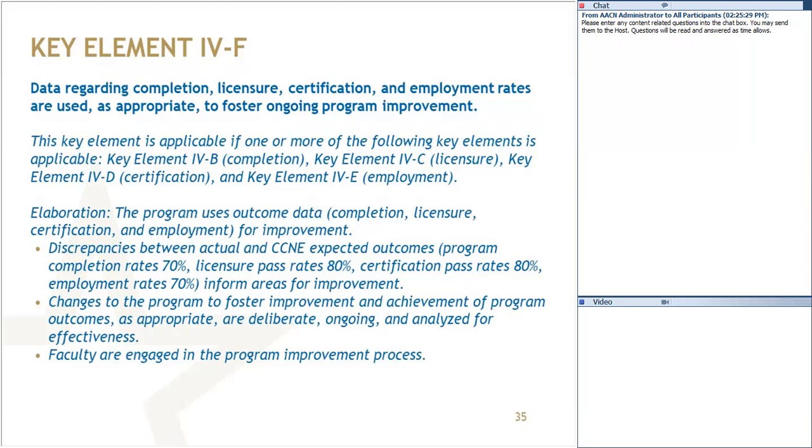So when you're discussing the use of the data for program improvement, you should address, if you look at the bullet points, the discrepancies between what your program actually found and what the CCNE expectation was, and note that completion rate is 70%, licensure 80, certification 80, employment 70%. And then you are presenting what you're doing in your program based on what you found when you compared your expected to your actual. And when you're talking about what you're doing for improvement, if you haven't been achieving those outcomes, then of course you also are going to want to include how faculty are engaged in that process, and you want to provide some examples of that.